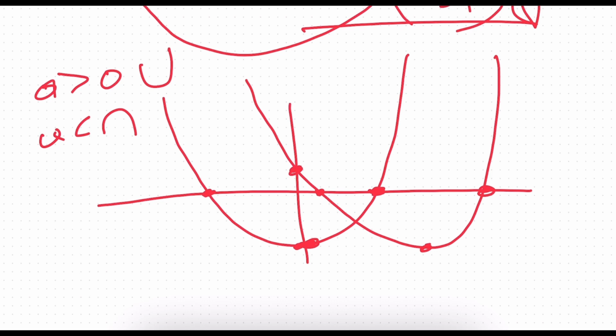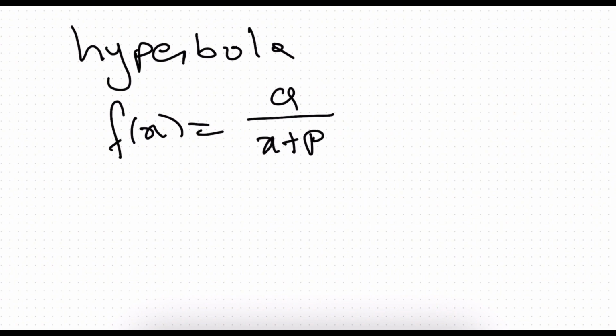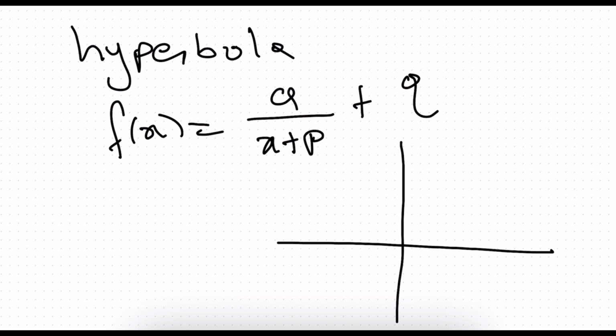Okay, let's head now to the hyperbola. You remember in our hyperbola it was written in this format. In our hyperbola, you literally had f at x equals a over x plus p, plus q, right? How do you then determine the asymptotes? Because now you literally know that when you're plotting a hyperbola, it should have two asymptotes, the x asymptote and the y asymptote.